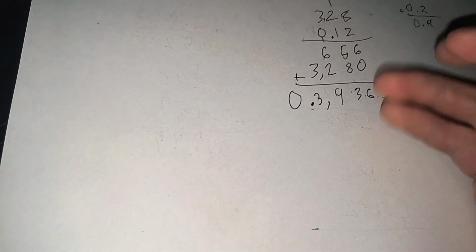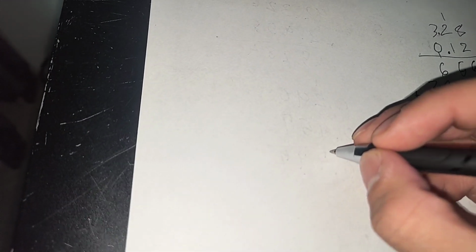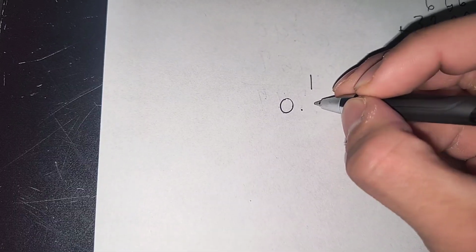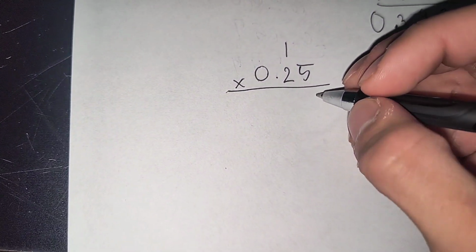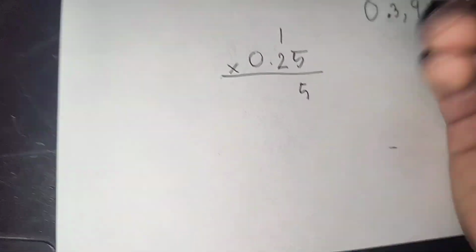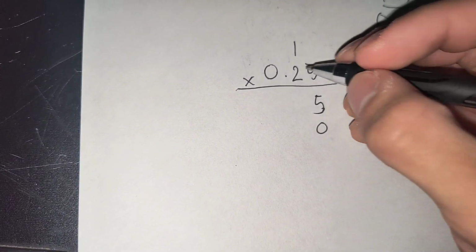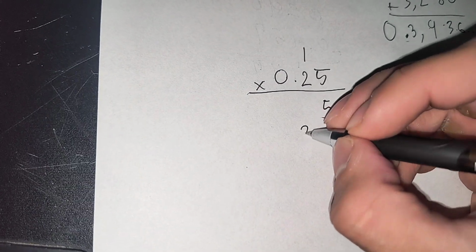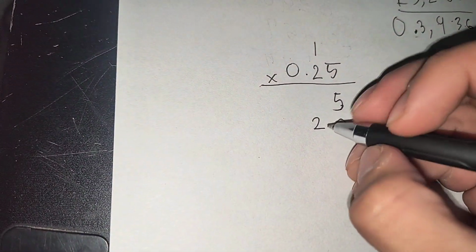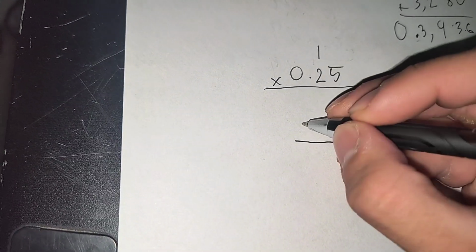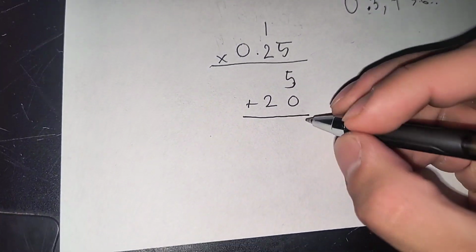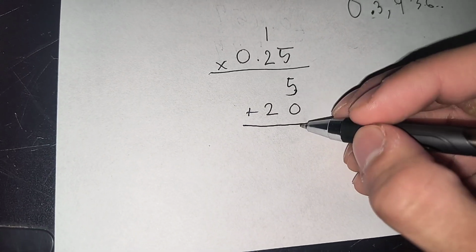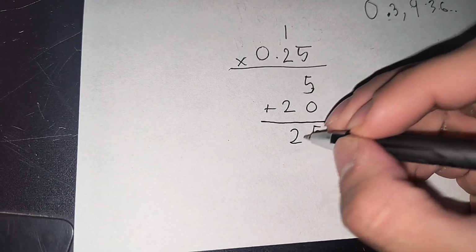So another example would be if I were to multiply, let's say, 1 by, let's say, 0.25. 5 times 1 is just 5, and then that's it. Then we put a 0 right here. 2 times 1 is just 2. Okay? Then we add these up. 5 plus 0 is 5, and then 2 plus 0 is 2.